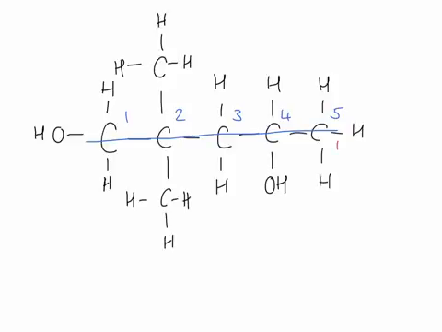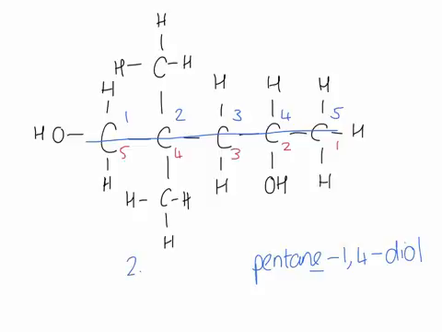Because if we had numbered it this way, we would have 2, 5. But what do we have if we do it the right way? 1, 4. So it's going to end in pentane-1,4-diol. But what else do we have? Methyl substituents. And what are they on? 2, 2 dimethyl. Yeah, great. But again, remember we talked about needing 2, 2 to show that they're both on the second carbon. So 2,2-dimethylpentane-1,4-diol.